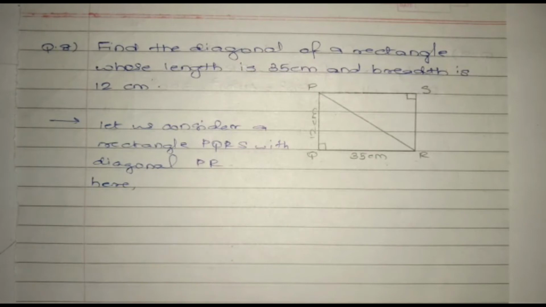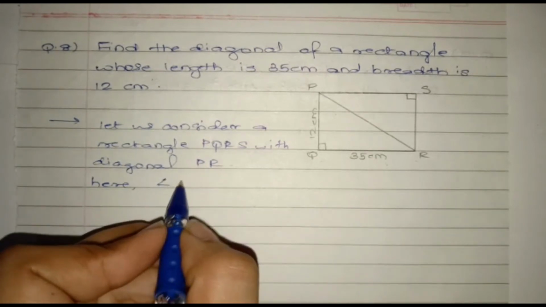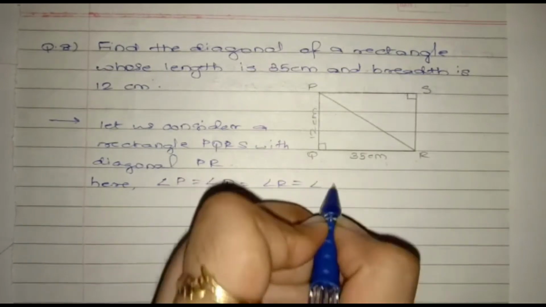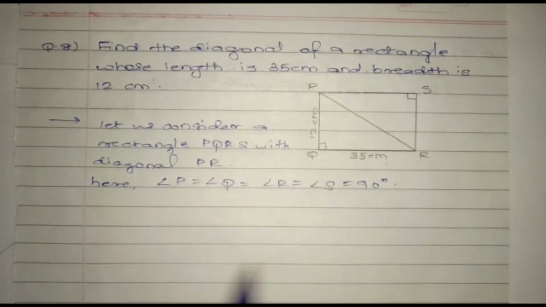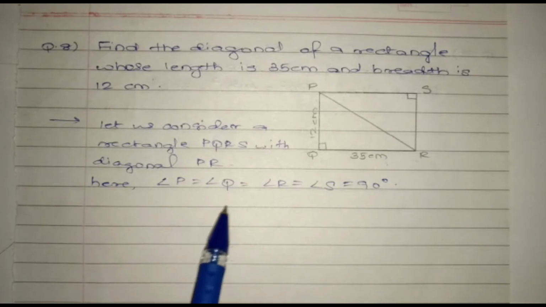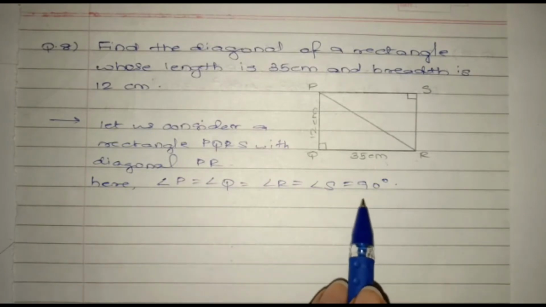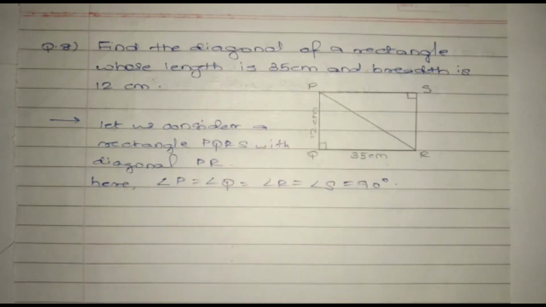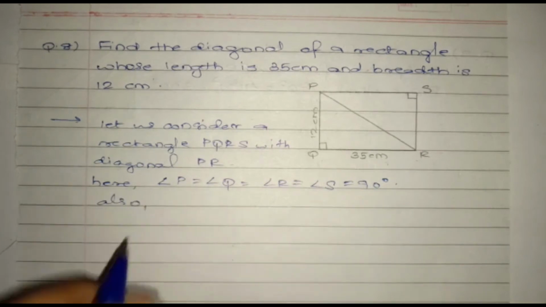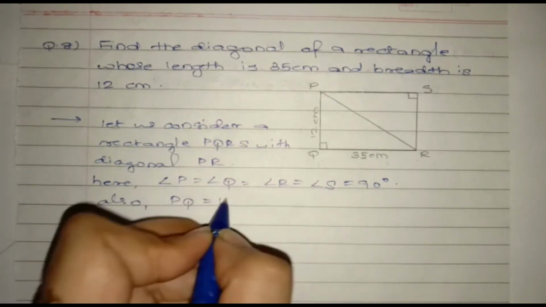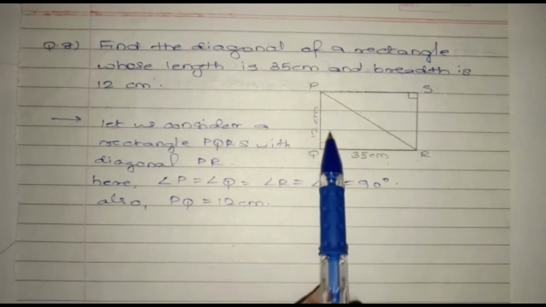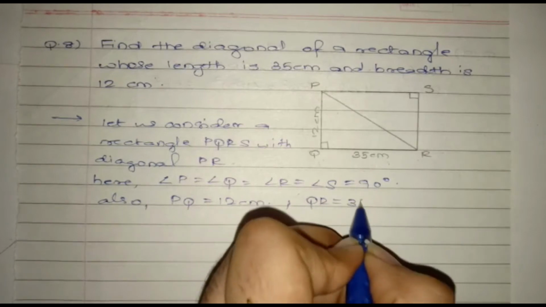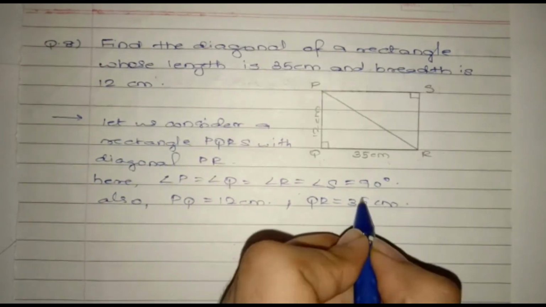Okay, here angle P is equal to angle Q is equal to angle R is equal to angle S is equal to 90 degree, because those are the angles of a rectangle and its measure is 90 degree each. So we will consider now right angle triangle PQR. First we will write, also PQ is equal to 12 cm, that is the breadth of the rectangle, and QR is equal to 35 cm, which is the length of the rectangle.